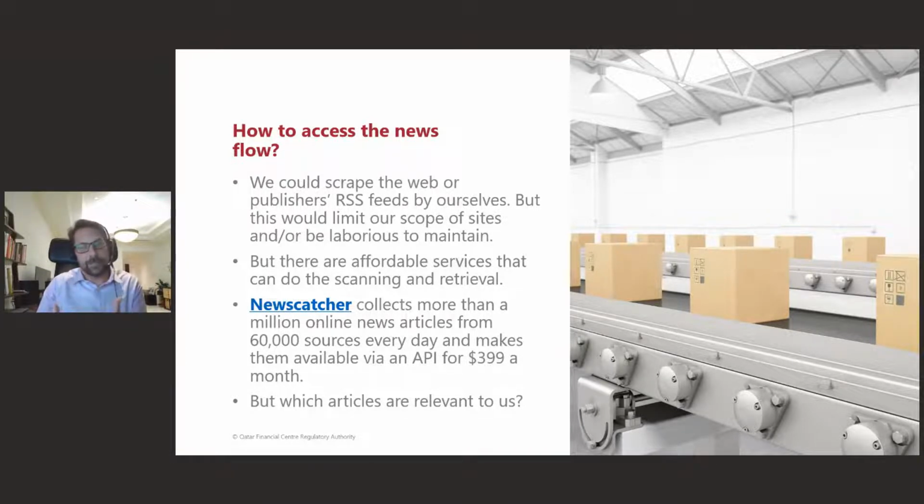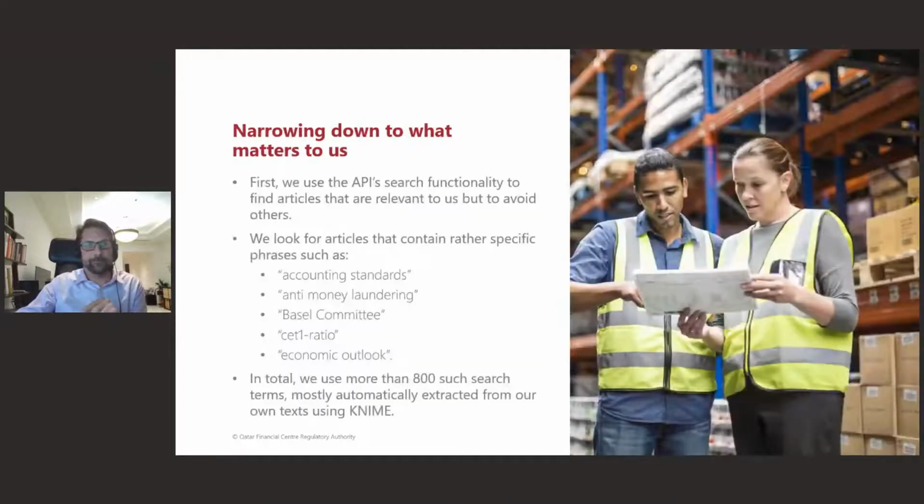But maybe this is something we shouldn't be doing by ourselves. And indeed, there are services such as Newscatcher, which has an API for a rather small sum a month. You will get access to 1 million and more news articles every day across 60,000 sources, which means that we don't need to worry about this phase of the process. But the challenge is still, which ones of those 1 million are relevant to us?